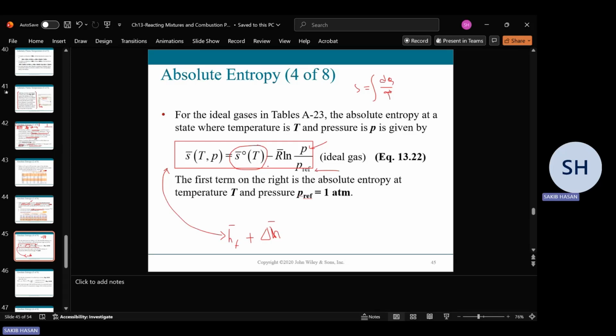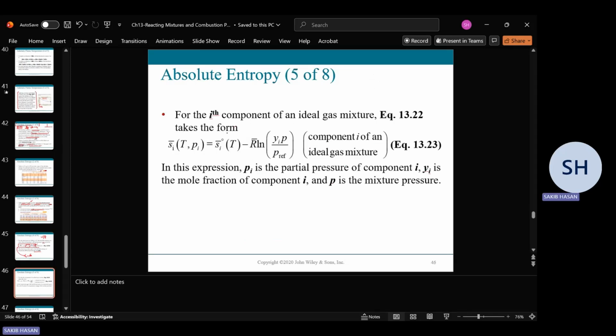And so we have the difference between the P reference, which is just 1 atmosphere, and whatever the specific state is at some pressure P. Here they've stated it for the ith component of an ideal gas mixture. So if you had a bunch of different gases, you can find the individual absolute entropies, and then for the total mixture, you can just add them up and get the total.